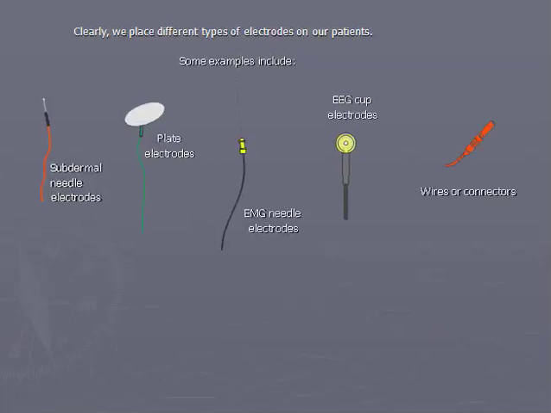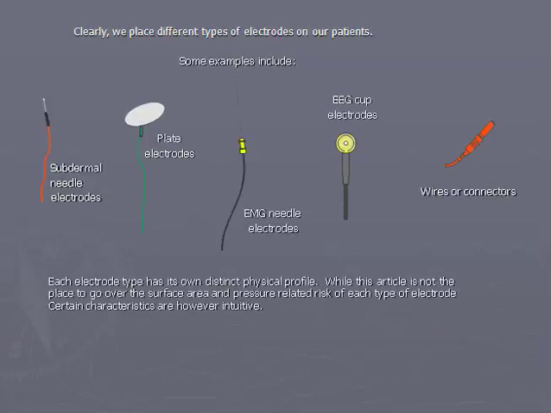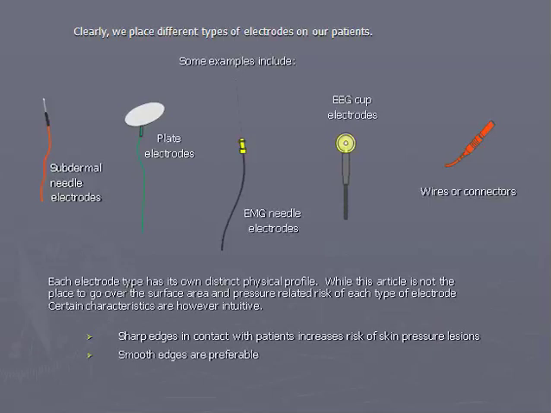At times, our patients might even have their body weight on our wires or connectors. Each electrode type has its own distinct physical profile. While this article is not the place to go over the surface area and pressure-related risk of each type of electrode, certain characteristics are, however, intuitive. Specifically, sharp edges in contact with patients increases risk of skin pressure lesions.